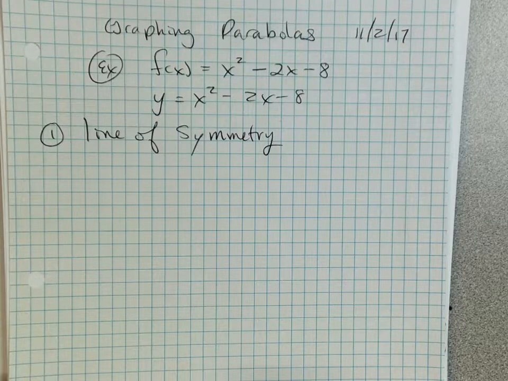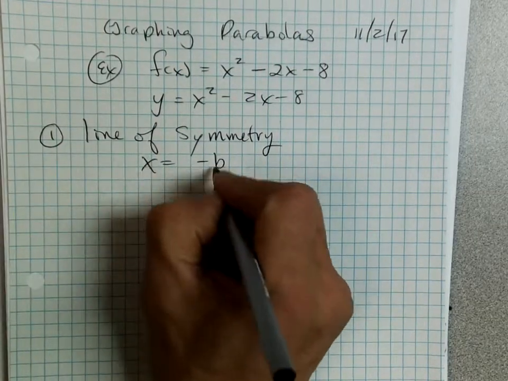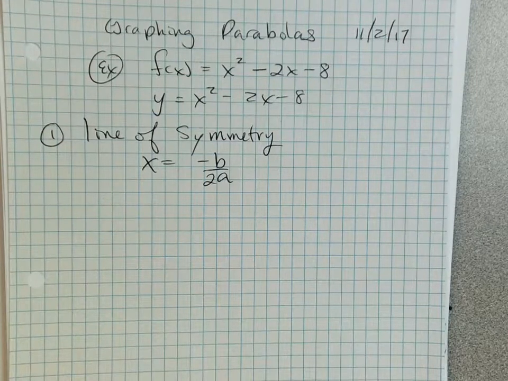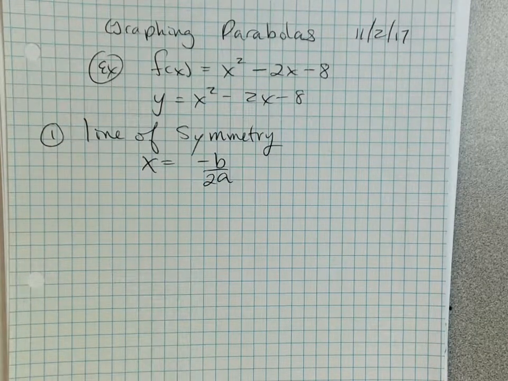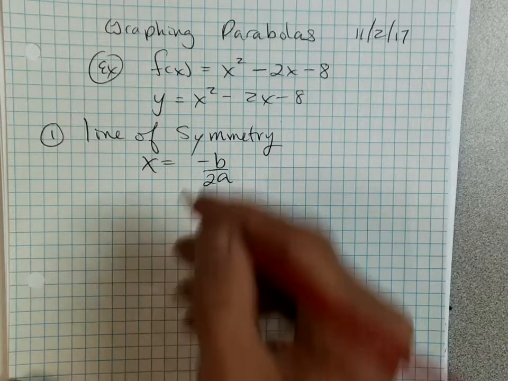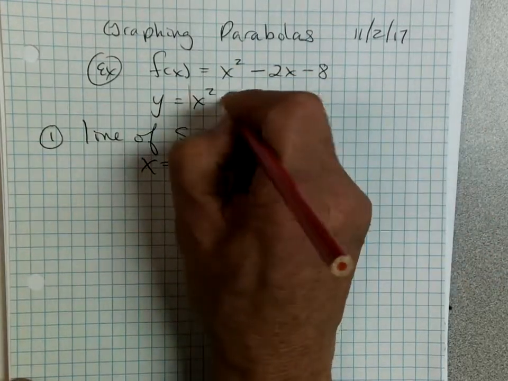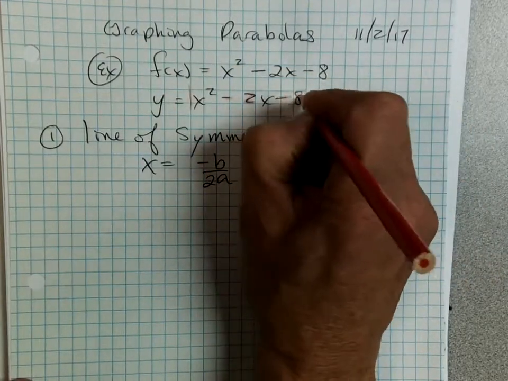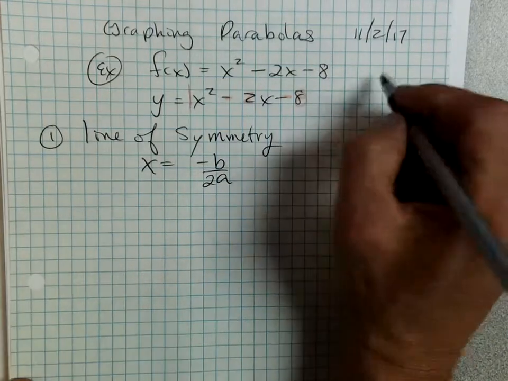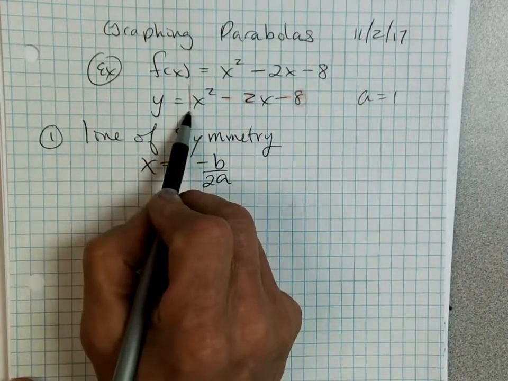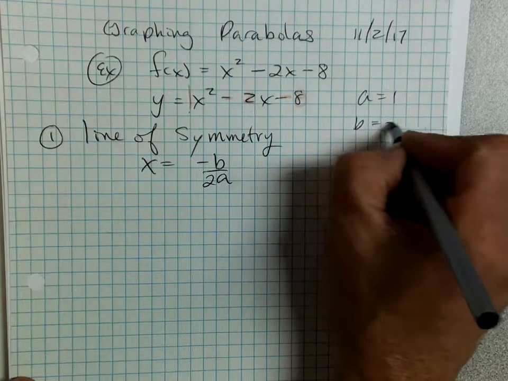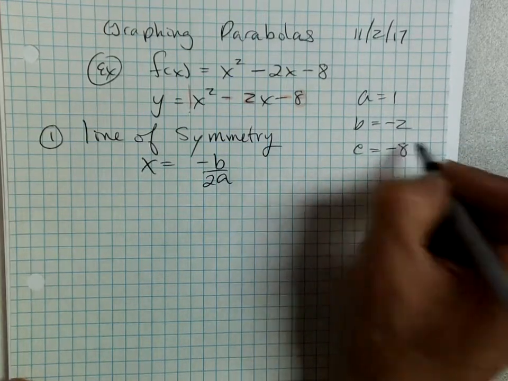Then we have a little mini equation, x equals negative b over 2a. Remember that little equation? What we know is that a, b, and c are the numbers in front of x squared, x, and the number by itself. So in our case, a is 1, b is negative 2, and c is negative 8. In fact, I'm going to write that down. We know a is 1 because it's 1x squared. b is negative 2, and c is negative 8. Thumbs up?